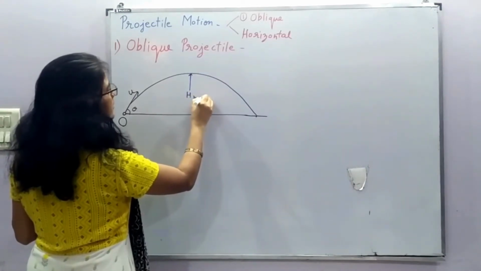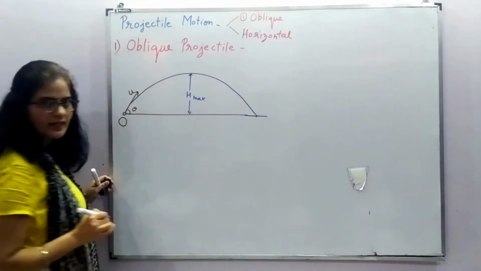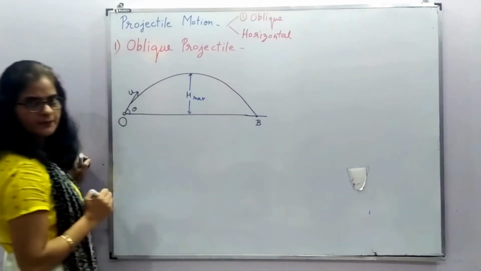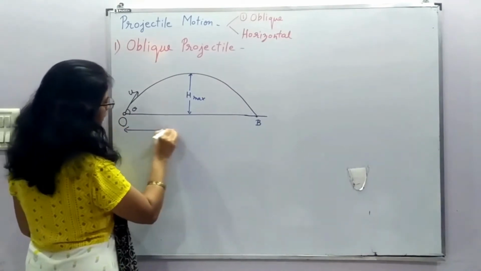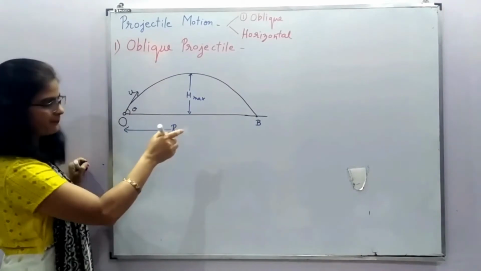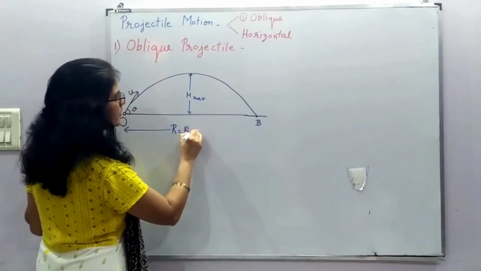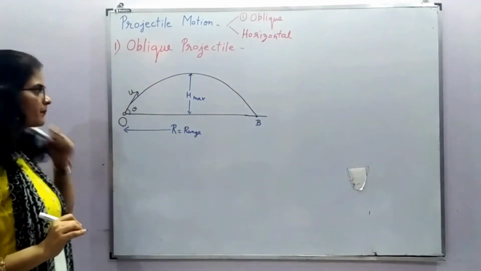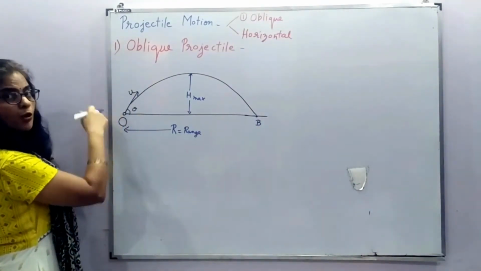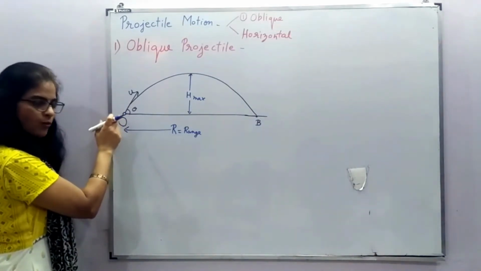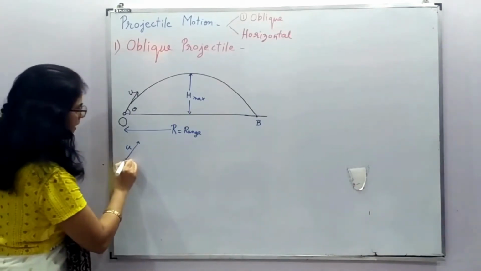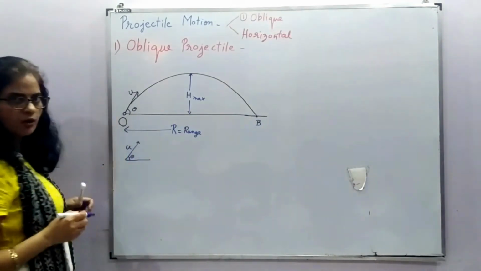This is the maximum height covered by this, right? And it reaches at point B, suppose. The maximum horizontal distance traveled by this object is OB, and this is called range, right? Now, when this object is projected, when it is thrown from point O, it has this velocity, u, and it is at this angle theta with the horizontal.